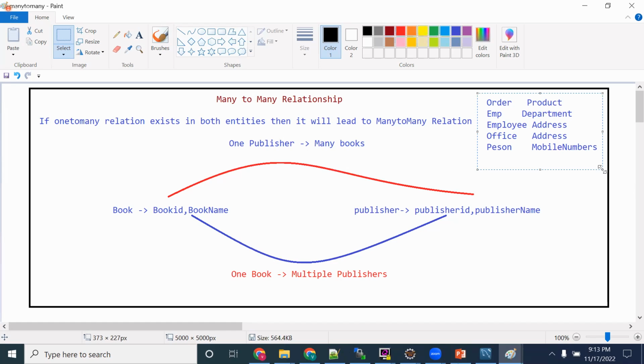Right? First one is many to many. Order to product, one to many. Product to order, one to many, which typically leads to many to many.